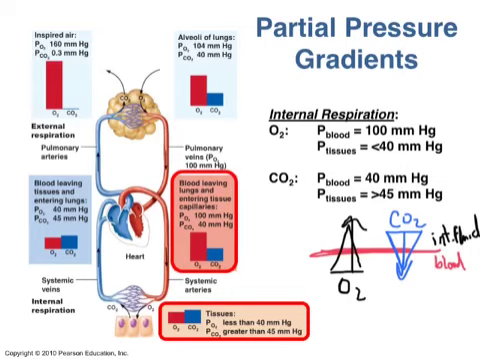Now, these numbers are highly variable depending on the metabolic activity of the tissue. If you're talking about skeletal muscle during a marathon, where you have highly metabolically active tissue, the oxygen concentration in the tissues is going to be much lower, and the carbon dioxide concentration in the tissues is going to be higher. So basically, these gradients are going to get steeper if we're talking about highly metabolically active tissue.